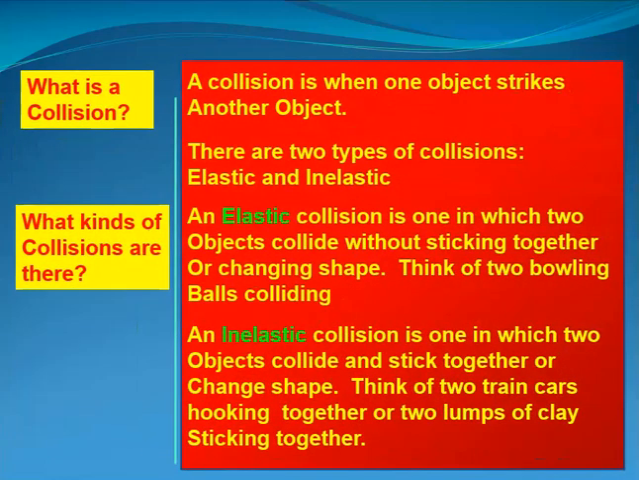What is a collision? A collision is when one object strikes another object. There are two types of collisions, elastic and inelastic. An elastic collision is one in which two objects collide without sticking together or changing shape. Think of two bowling balls colliding. An inelastic collision is one in which two objects collide and stick together or change shape. Think of the two train cars in the previous example hooking together, or two lumps of wet clay sticking together when you throw one at the other.